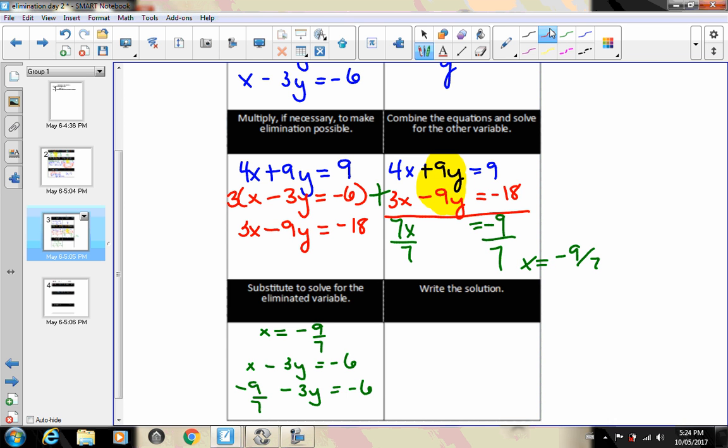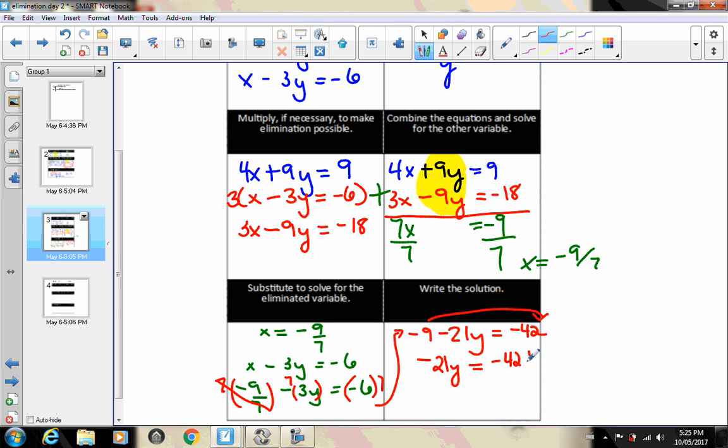Now, I have a fraction. That's okay if I have a fraction. What does that mean? It means I multiply everything by my denominator. Multiply by 7, multiply by 7, multiply by 7. So I'm going to continue this up here. So these 7's cancel out, so I'm left with negative 9. These pieces here, negative 7 times 3y gives me negative 21y is equal to negative 42. Negative 6 times 7. So on my next line here, I can take that 9 and bring it over, so it becomes negative 21y equals negative 42 plus 9.